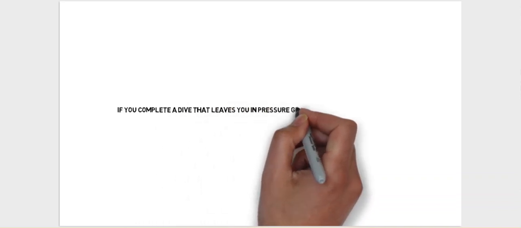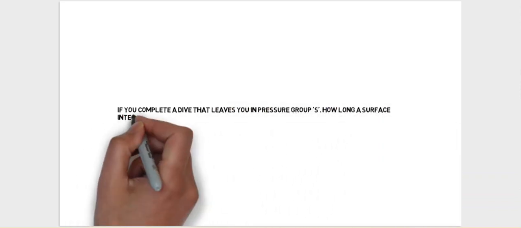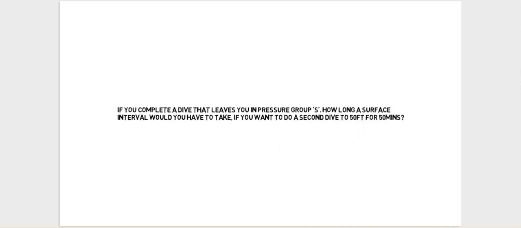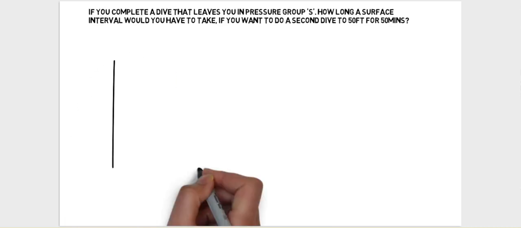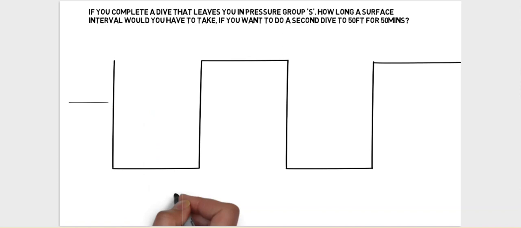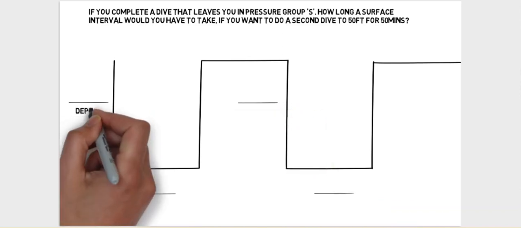So the question 5 from quiz 1: if you complete a dive that leaves you in pressure group S, how long a surface interval would you have to take if you want to do a second dive to 50 feet for 50 minutes? So this is a question involving 2 dives. We don't know the details of the first dive, but we do know what pressure group it left us in.